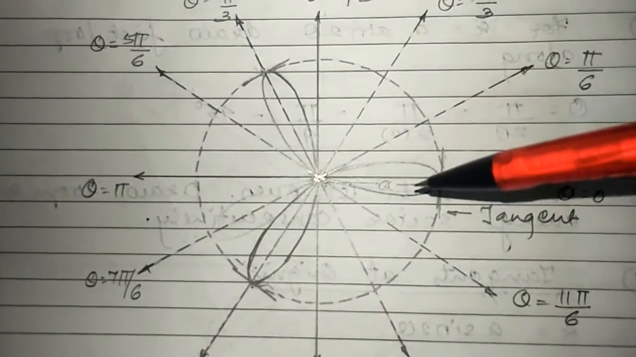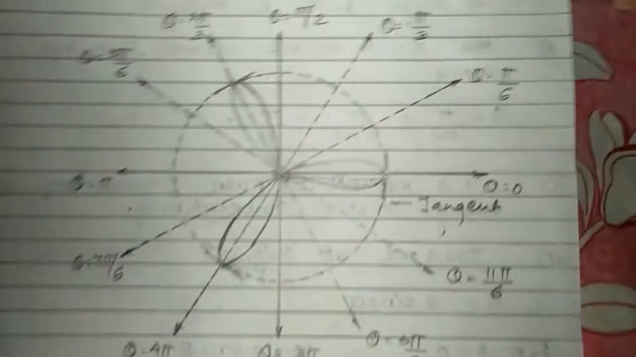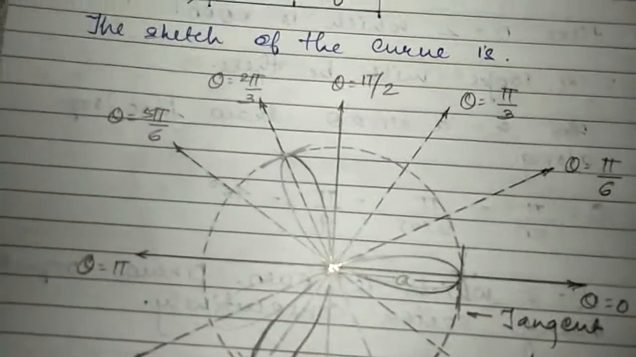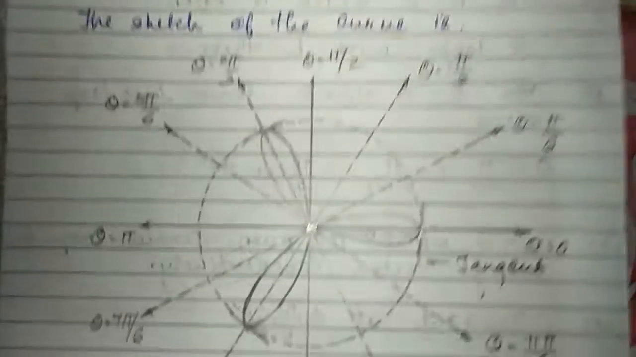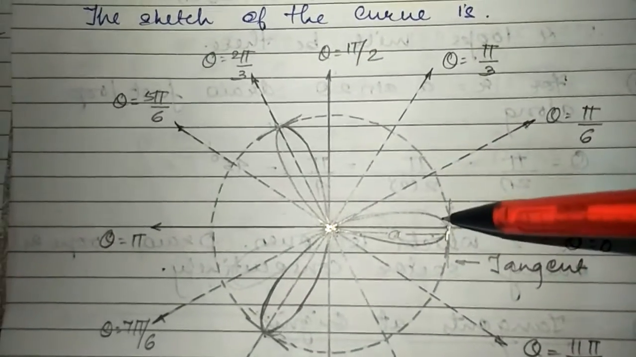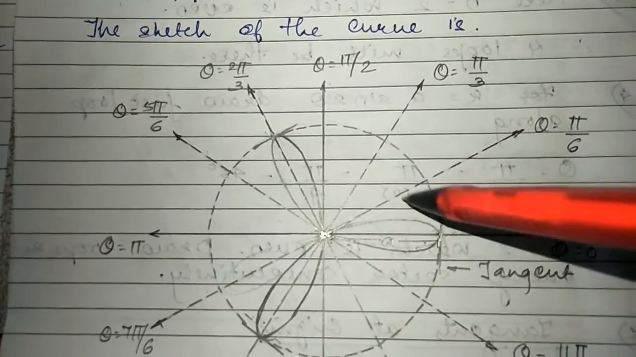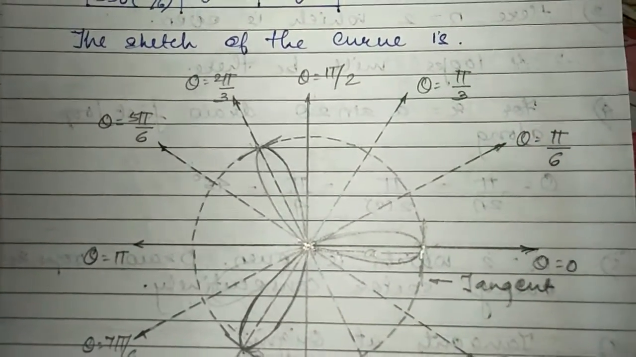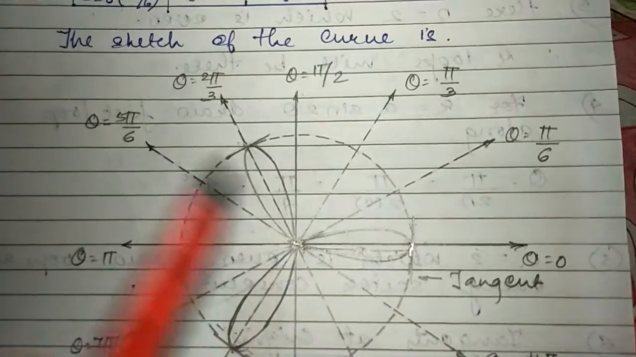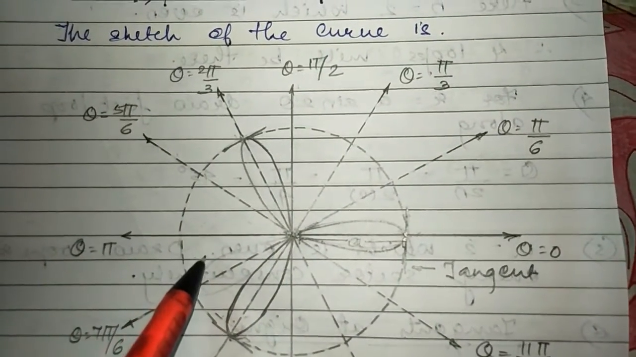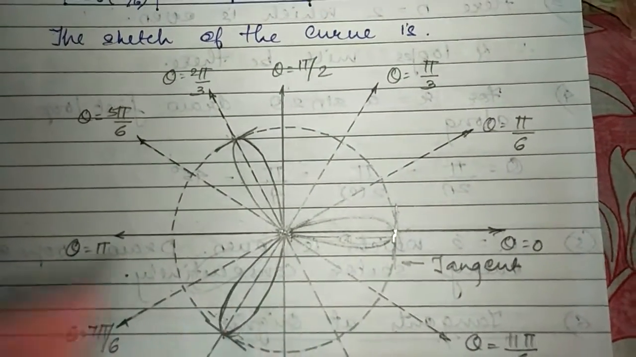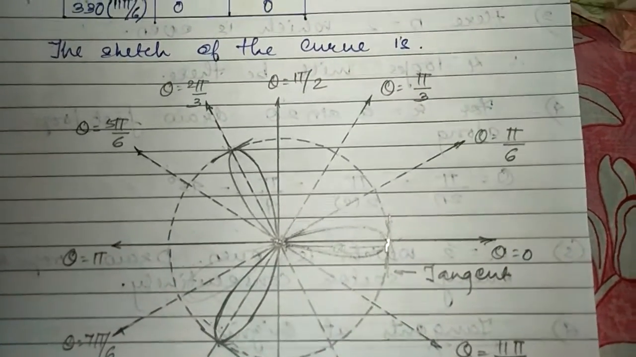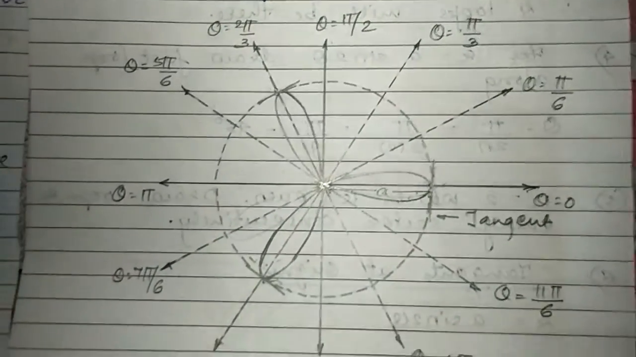Now you can see here what we had seen earlier. See the loops. This is the first loop. N is odd, so we have to leave two sectors vacant. Then you have the second loop, then again two sectors vacant, then you have the third loop, then again two sectors vacant, then you have this loop. You can see the figure.